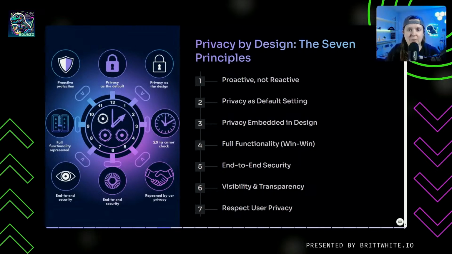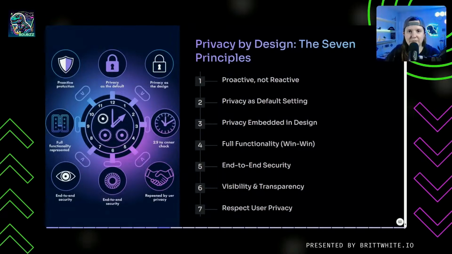There's 7 key principles here. First up is being proactive and not reactive. Think about it. We don't want to wait for privacy issues to happen and then scramble around to fix them. We want to anticipate these problems and prevent them before they even occur. It's like driving defensively. You're always looking several cars ahead for potential dangers.